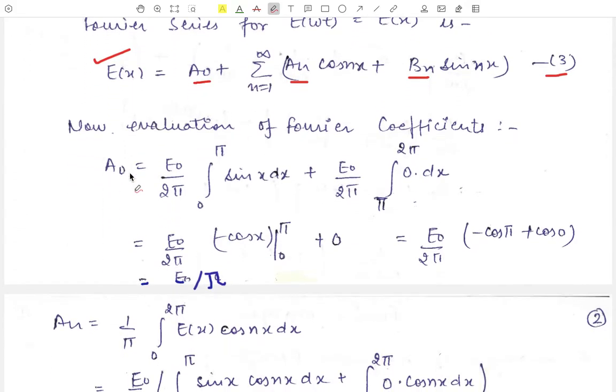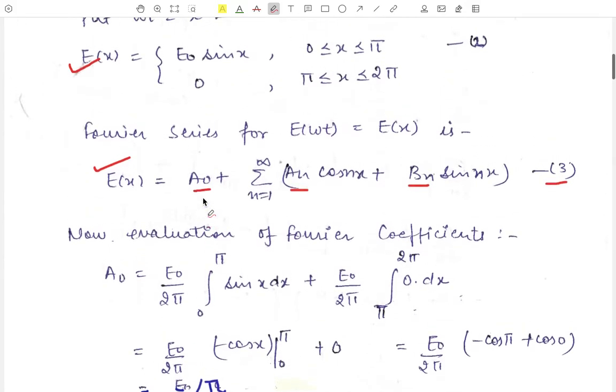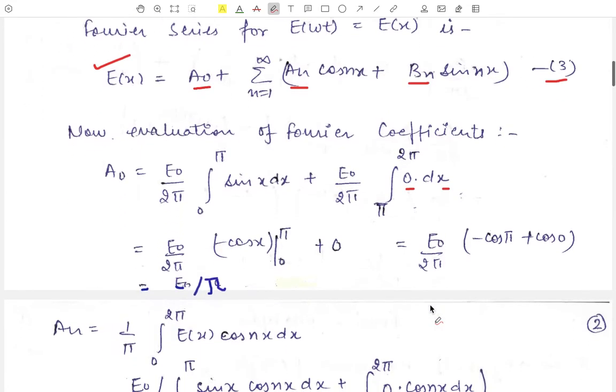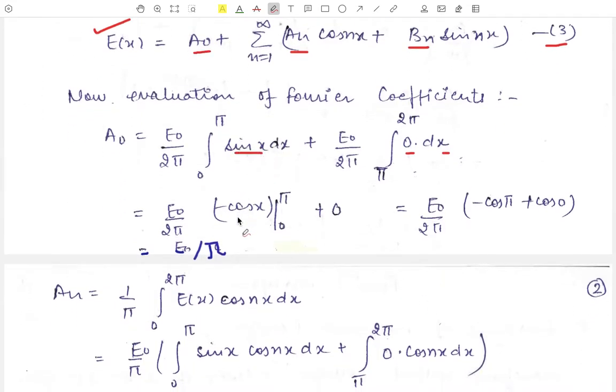First of all, A naught. A naught is equal to E naught upon 2 pi. We'll break the limits. Why? Because the wave function has two different values in two different intervals. Therefore, the limit breaking will be here. So, between 0 to pi, E naught upon 2 pi integration 0 to pi sin x dx plus E naught upon 2 pi in the second interval pi to 2 pi, the value of wave function is 0 into dx from here. Now the integration of sin x is minus cos x.